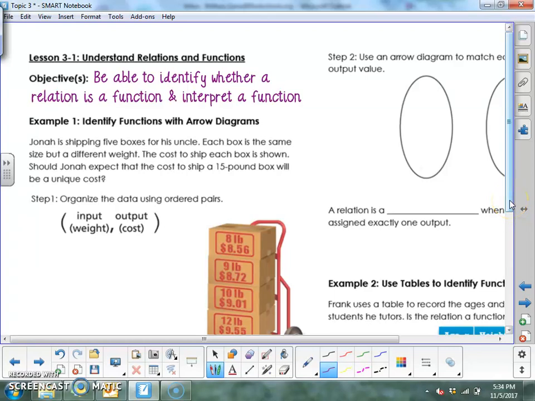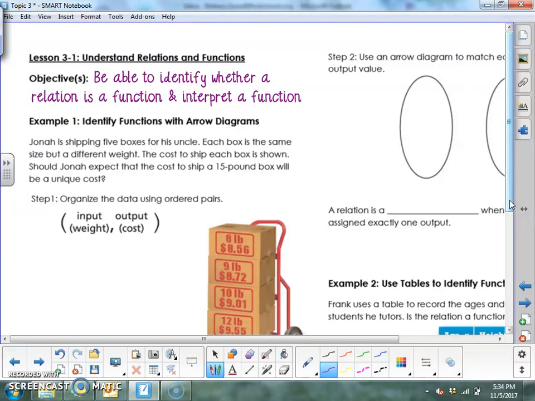All right, lesson 3-1 was over understanding relations and functions. So the objective for today was to be able to identify whether a relation is a function and then interpreting a function. So for the first example, it was over identifying functions using arrow diagrams. So they're going to give you some information. You're going to put it into an arrow diagram and decide if it is a function or not.